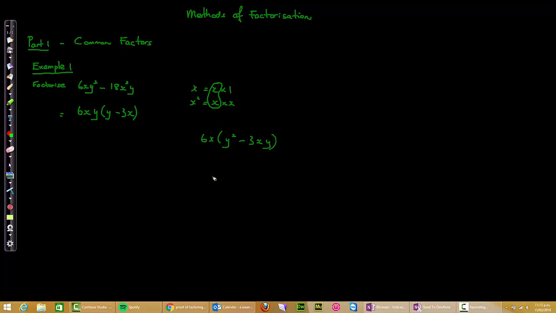3xy. That is an incomplete answer because y is still a common factor of y squared, and y should have been taken out the front. So you must take out all the common factors. Okay, let's take a look at another example.